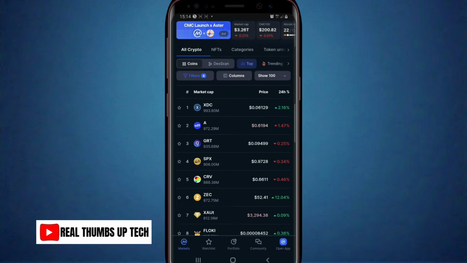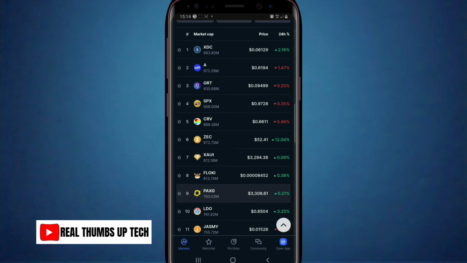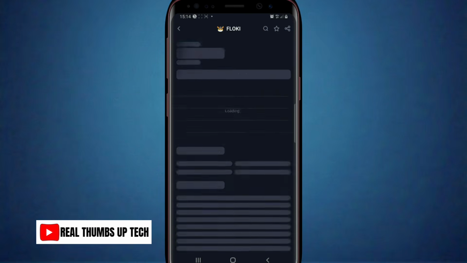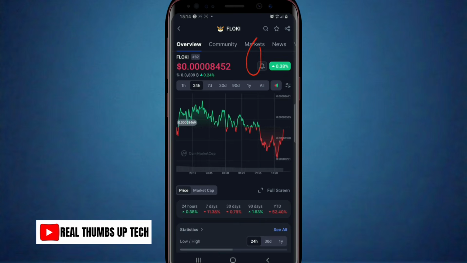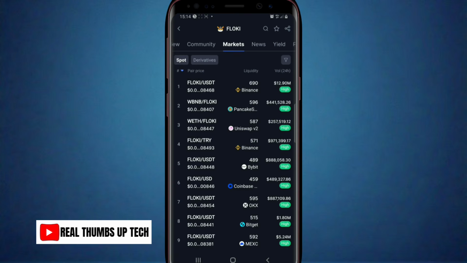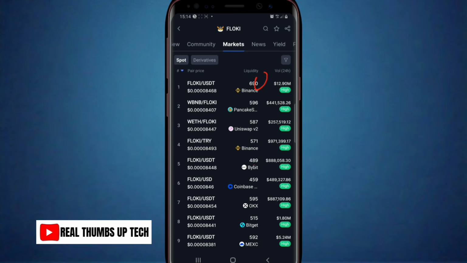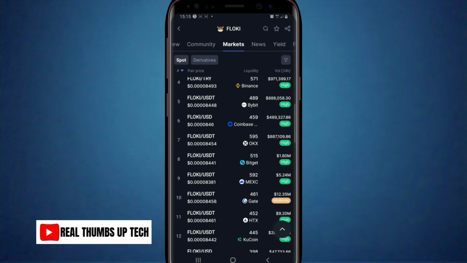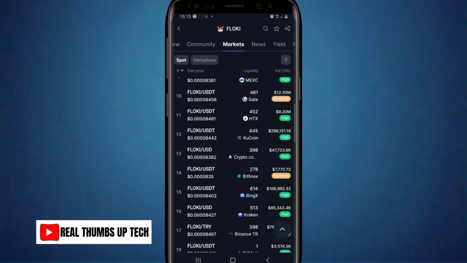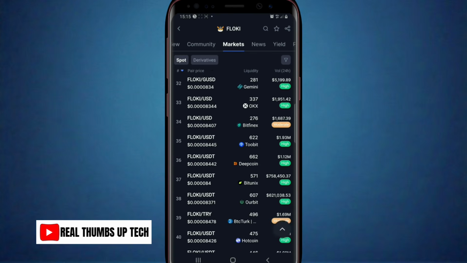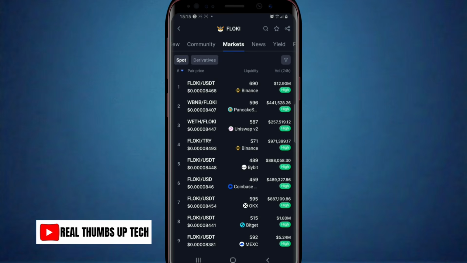You understand? For example, if you click on this coin now, let me say Floki, for example. If you tap on it, and go over to markets, you can see that it's available on popular exchanges like Binance, Bybit, OKX, Bitget, MEXC, Coinbase. You can see that. So they are listed there on BitMart, LBank, XT, Gate. You can see them here. So you can easily use this particular coin.